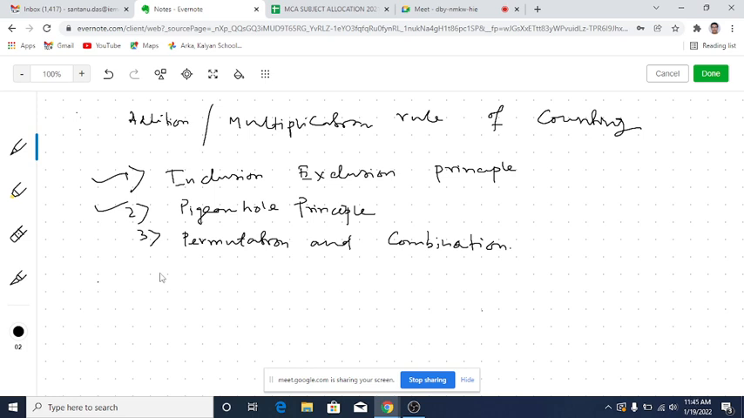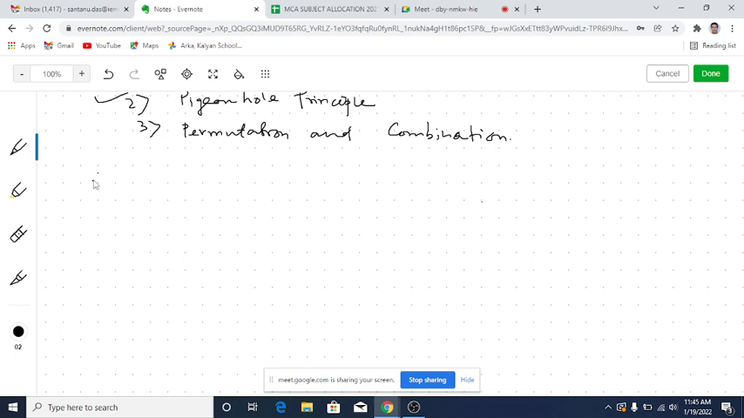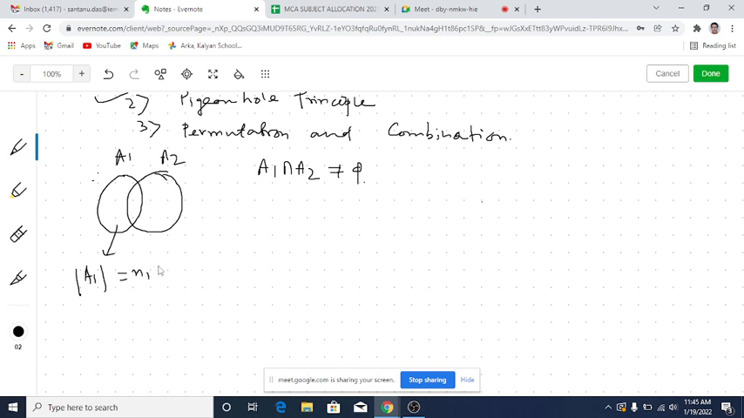Is that clear or not? Yes, sir. Now clear. So what is the inclusion principle? Say for example there are two sets, let us say this is set a1 and this is another set a2. So a1 and a2 are not disjoint, a1 intersection a2 is not equal to empty set. Say the number of elements in a1 is n1 and the number of elements in a2 is n2.